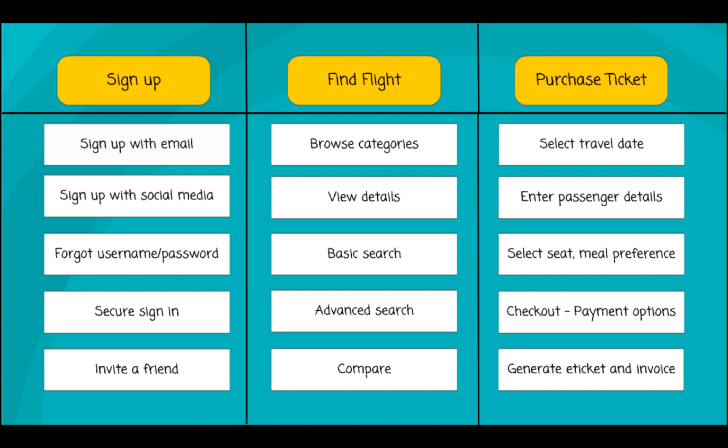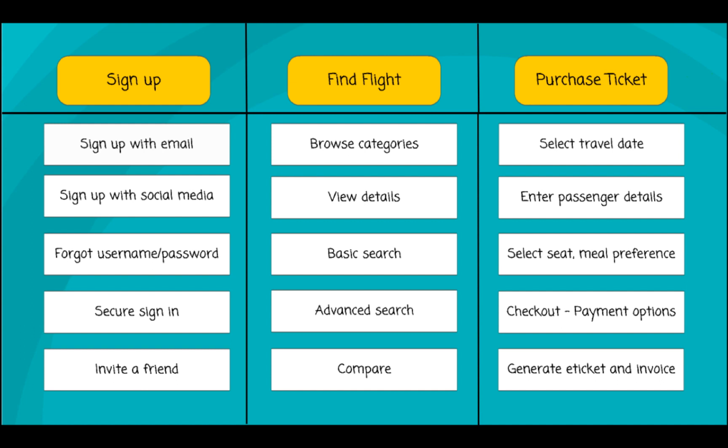Now let's take a look at this example of a mobile app that is being built for an airline company to help their users browse through different flights and book their tickets. This project could be broken down into three epics, which are sign up, find flight, and purchase ticket. And within each epic, there are multiple user stories that are associated with it.